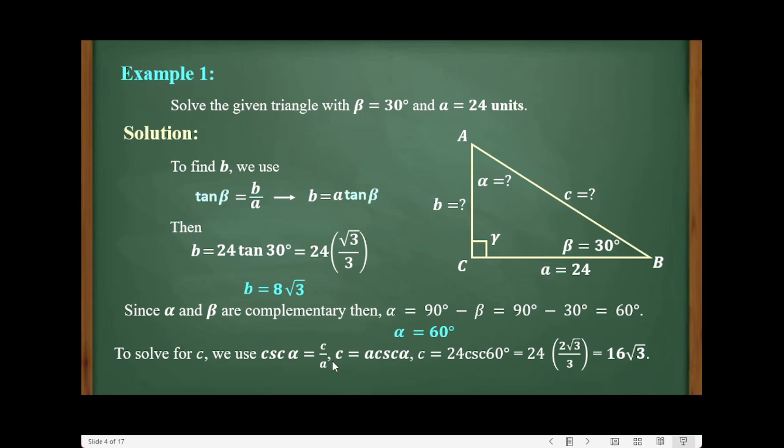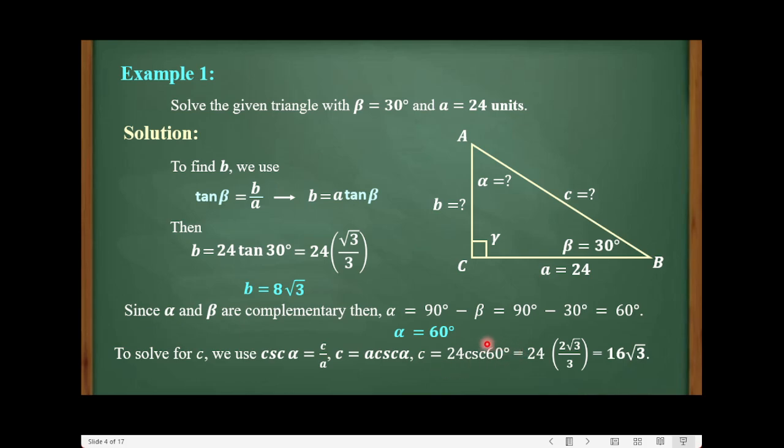Oh, no. Solving for alpha. I mean, solving for side small letter c, which is the hypotenuse. I understand it correctly. So that is side small letter a multiplied by the cosecant of alpha. Then substitute the known parts to this equation. So that is 24 cosecant 60 degrees.